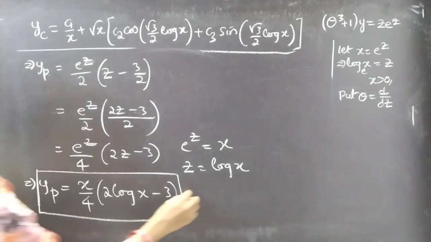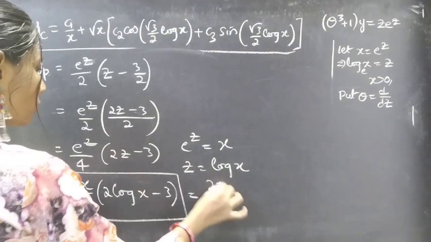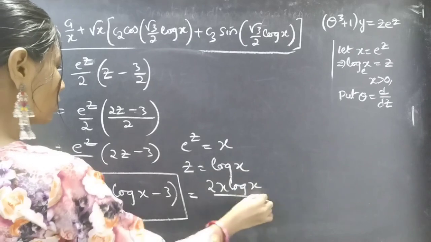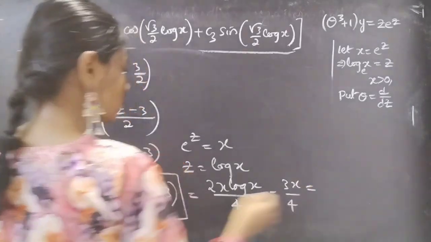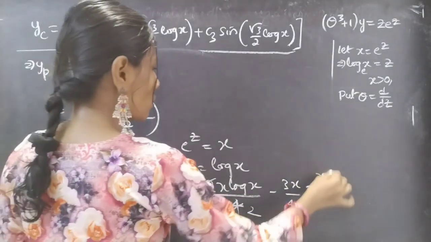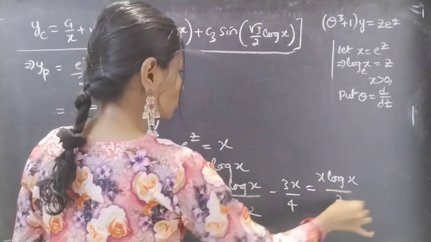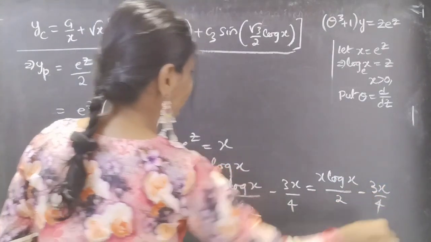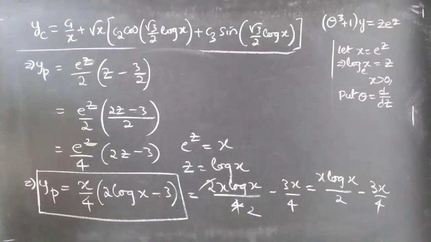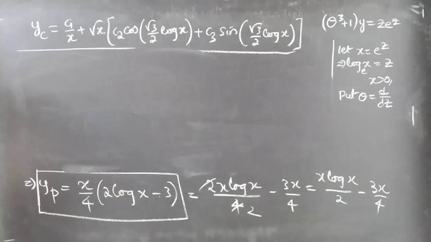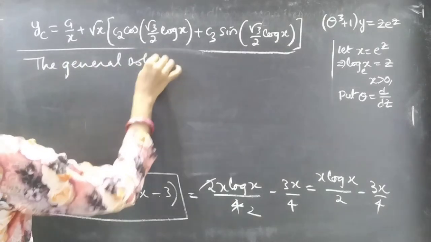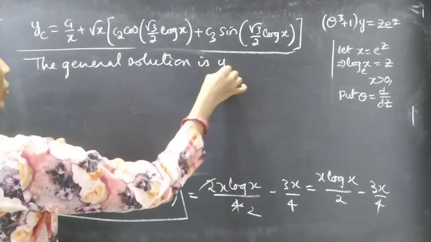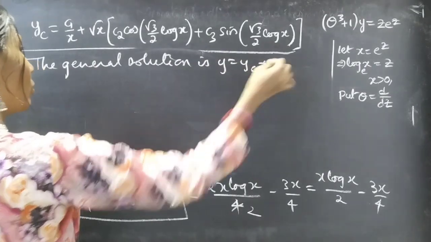Or we can write it as 2x log x by 4 minus 3x by 4, which equals x log x by 2 minus 3x by 4. See, we got yc and yp. Let's now write the general solution. The general solution is given by y equal to yc plus yp, right?